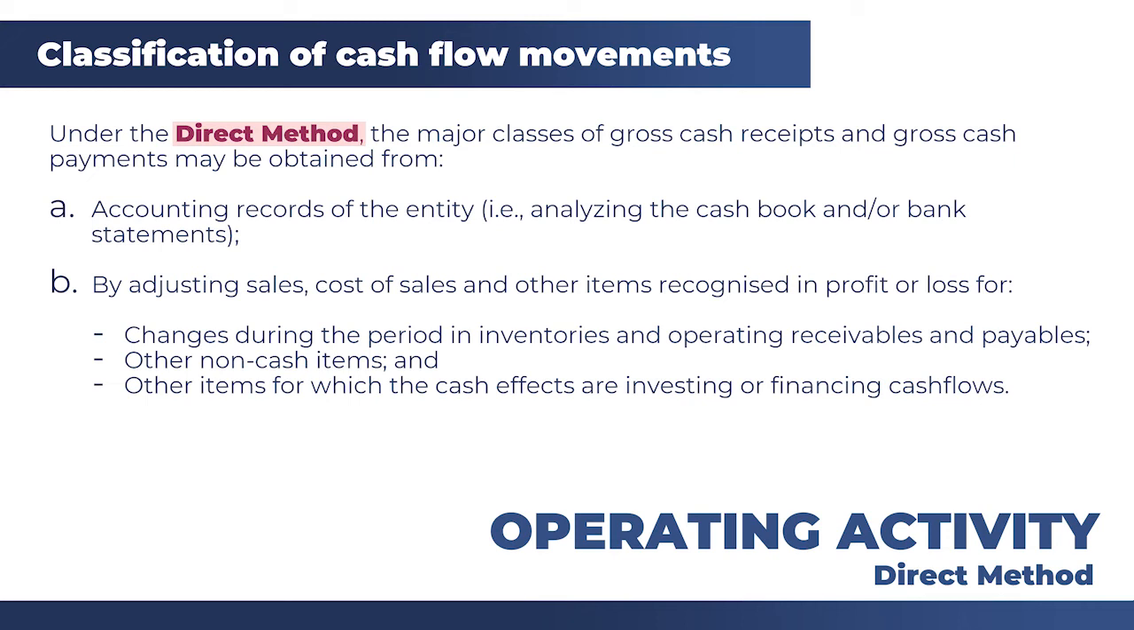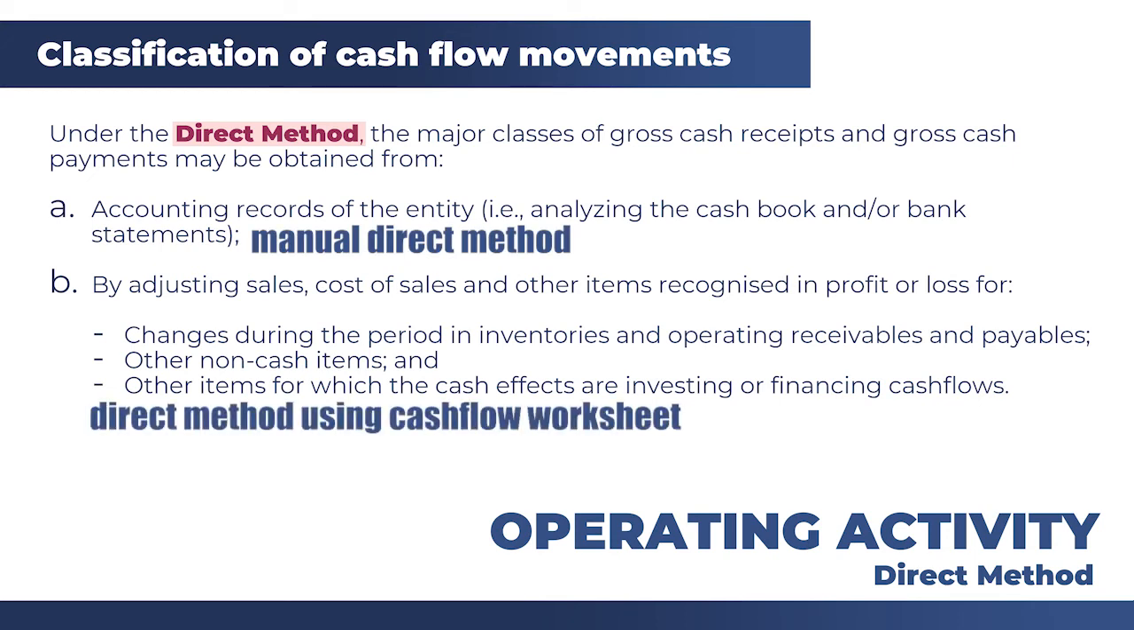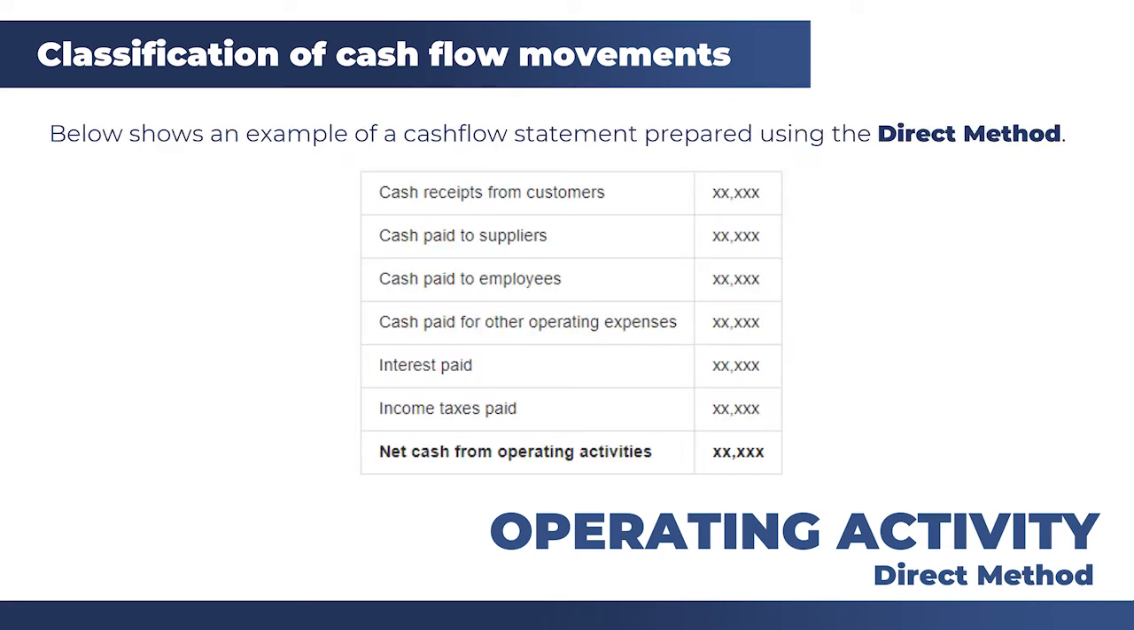The first one would be the manual direct method, and the second one would be the direct method using the cash flow worksheet. Below shows an example of a cash flow statement prepared using the direct method. You will see that the operating activities in the example is consistent with what we discussed. It shows gross cash receipts and gross cash payments in the operating activities section.